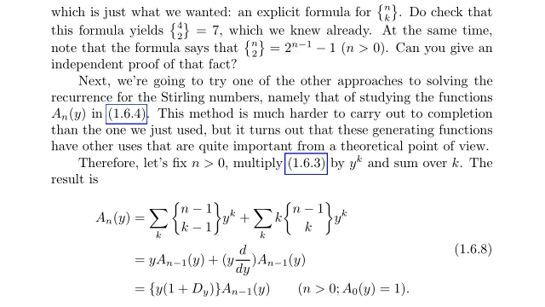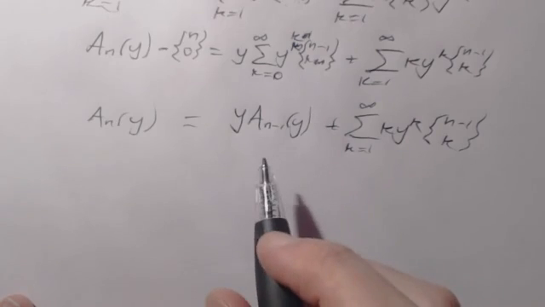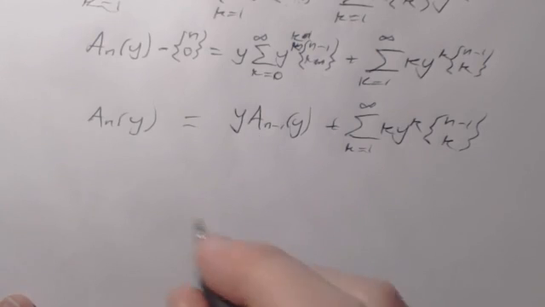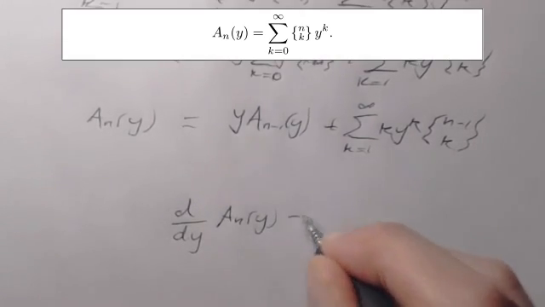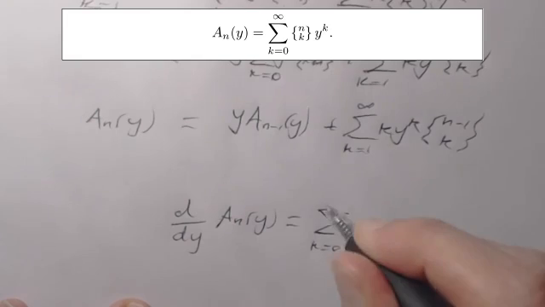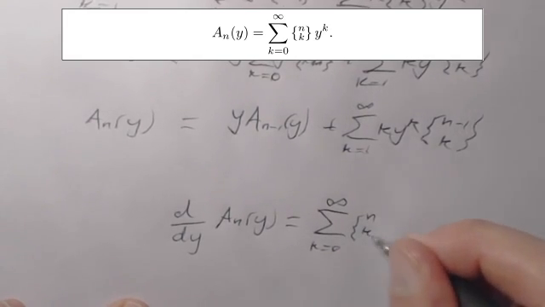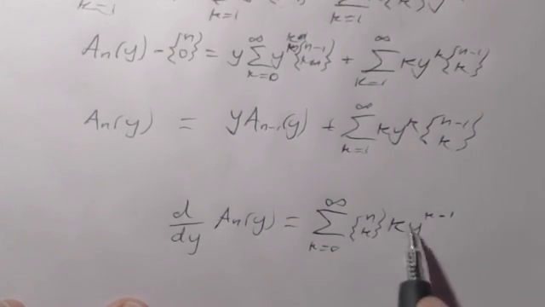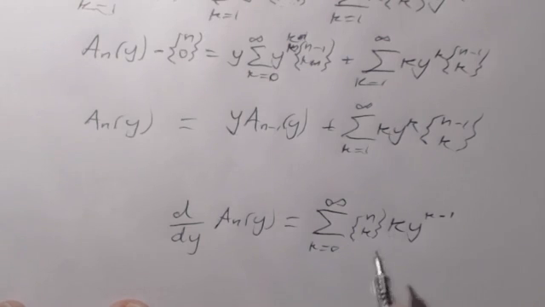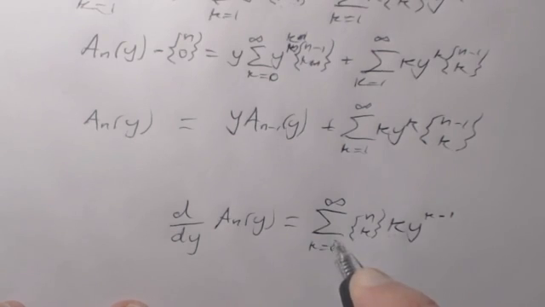So what do they do? They jump straight in with the derivatives. So let's work out what this would be. We know what a n of y is, so let's look at the derivative of a n of y. So d by dy of a n of y equals the sum from k equals 0 to infinity, n choose k, k, y to the k minus 1. When k is 0, this term is 0 because we've got a factor of k there, so I'm going to take this as a sum from k equals 1 to infinity.